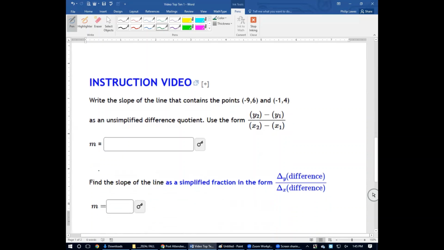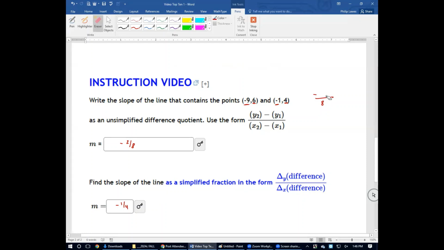Let's look at this one. If my y number went from 6 to 4, did it increase or decrease? Well, it went down 2. If my x number went from negative 9 to negative 1, it went to the right 8. So the slope is negative 2/8, which simplifies to negative 1/4. That's the common sense way to do those. Figure out how much you went up and how much you went over.